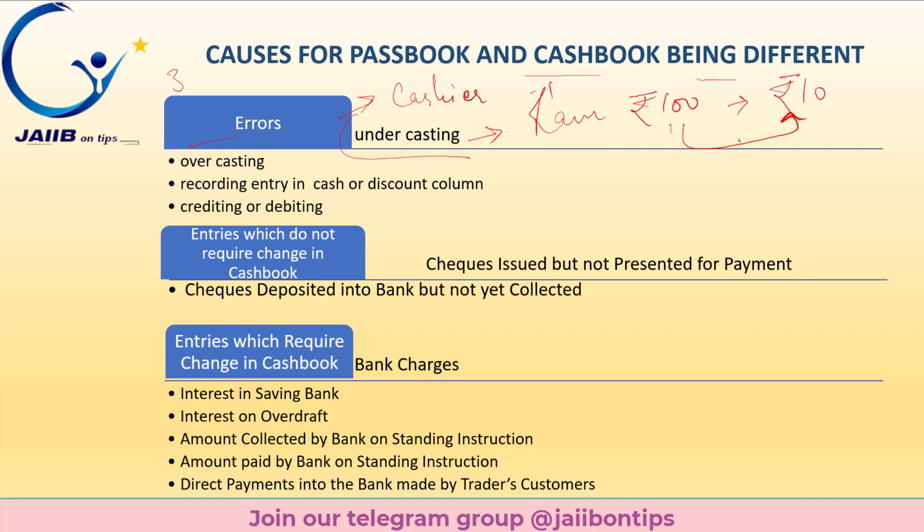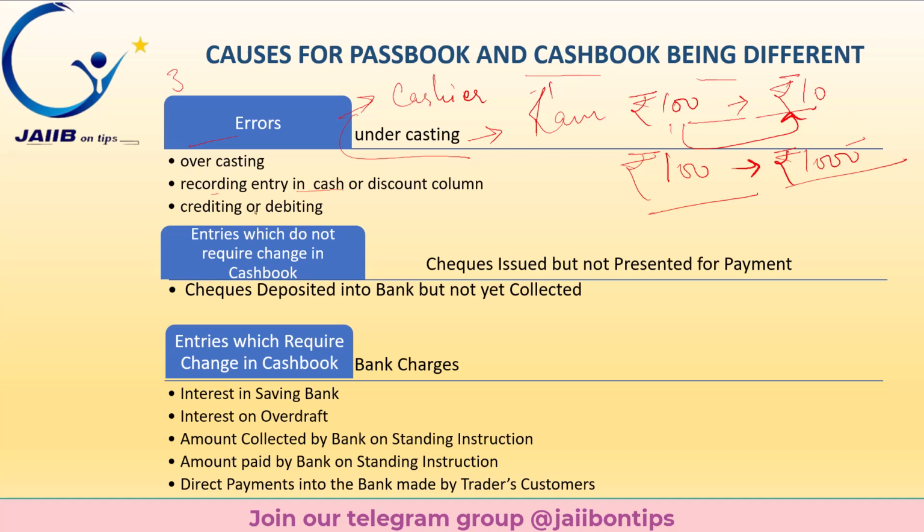But if we write the excess amount, like I have deposited rupees 100 but I wrote it as rupees 1000, then it is known as overcasting of that amount. So if I write 10 rupees instead of 100 rupees, that is undercasting, and if I write 1000 rupees instead of 100 rupees, then it is overcasting. Next one is recording entry in cash or discount column.